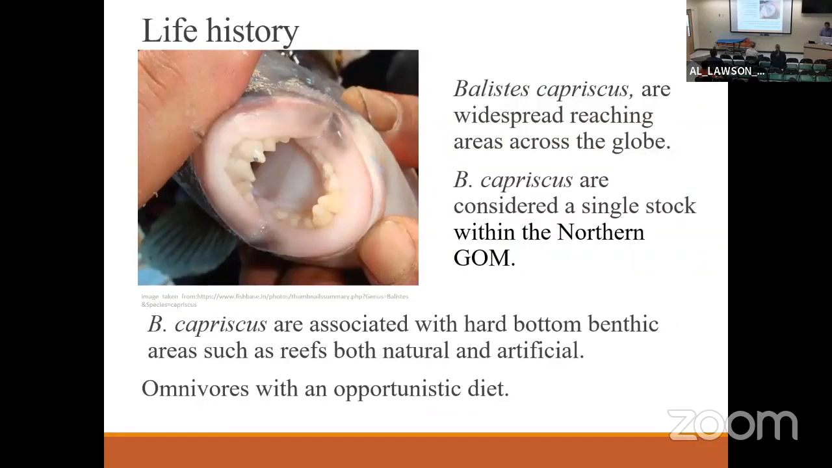They have wide-reaching areas across the globe, which we'll go into a habitat map in a moment. They are considered a single stock within the northwestern Gulf of Mexico, which is why we're doing this research. And they are associated with hard benthic areas such as reefs, both natural and artificial. And as you can see from their teeth, they have very ferocious looking teeth, which doesn't necessarily mean that they're carnivores or anything like that. More so, it just allows them to be opportunistic and eat whatever is available, including things such as sand dollars or urchins and whatnot with those hard exoskeletons.